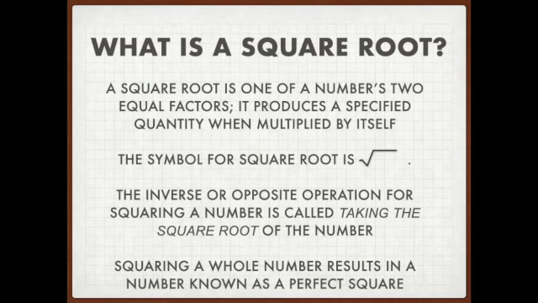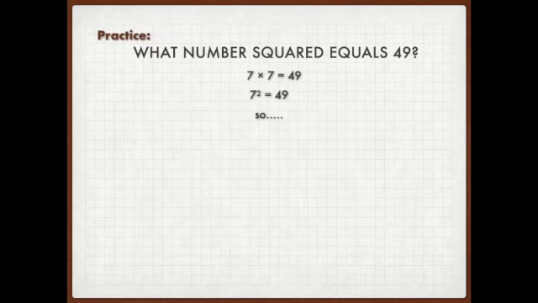Let's look at some visuals to help you. If we know that 7 times 7 equals 49, if 7 and 7, two of the same numbers, that's the expanded form for 7 squared, which is the exponential form. So 7 squared equals 49. So what do you think the square root of 49 is going to be? Well, we just kind of go backwards. So we know 7 times 7 is 49. So the square root of 49 has to be the same two numbers.